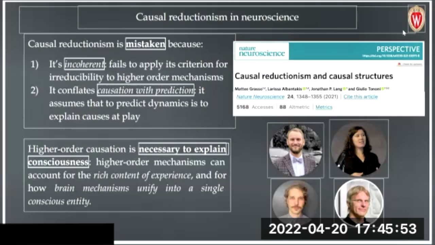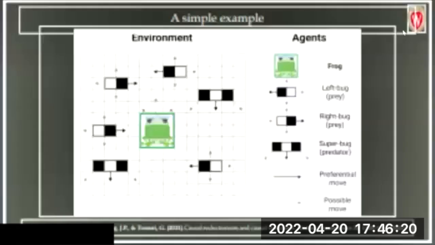Most of 2/3 of what I'll say is the content of a paper that was published last year in Nature Neuroscience with Larissa Albantakis, Jonathan Lang, and Giulio Tononi. I cannot go into details, of course, but I invite you to check out the paper. I will add a little bit on this by just saying that this attempt was to characterize causation, but there is a clear connection to consciousness.